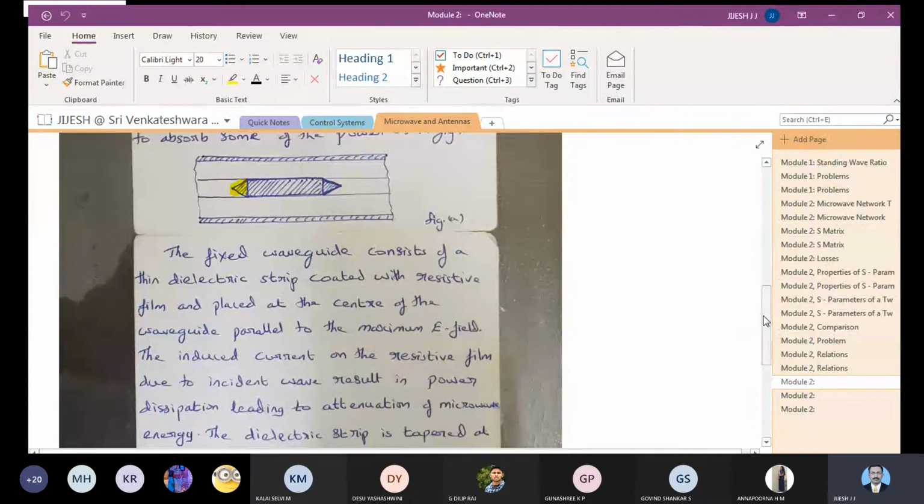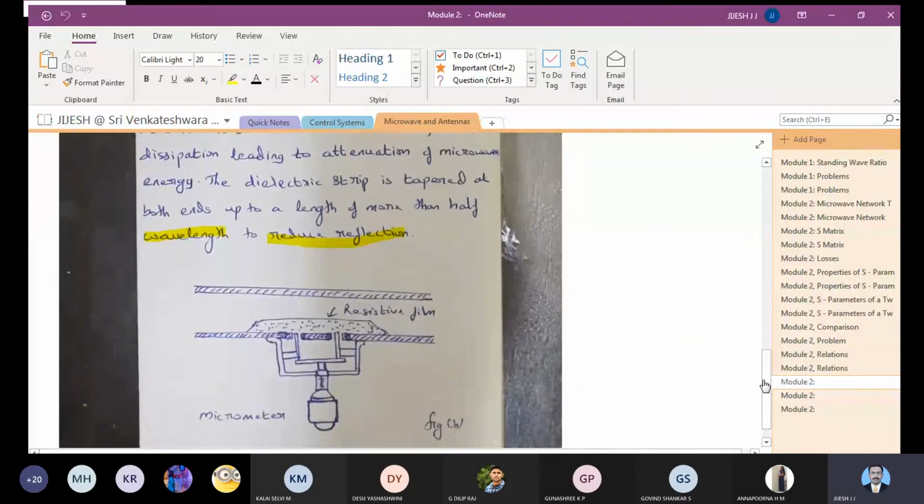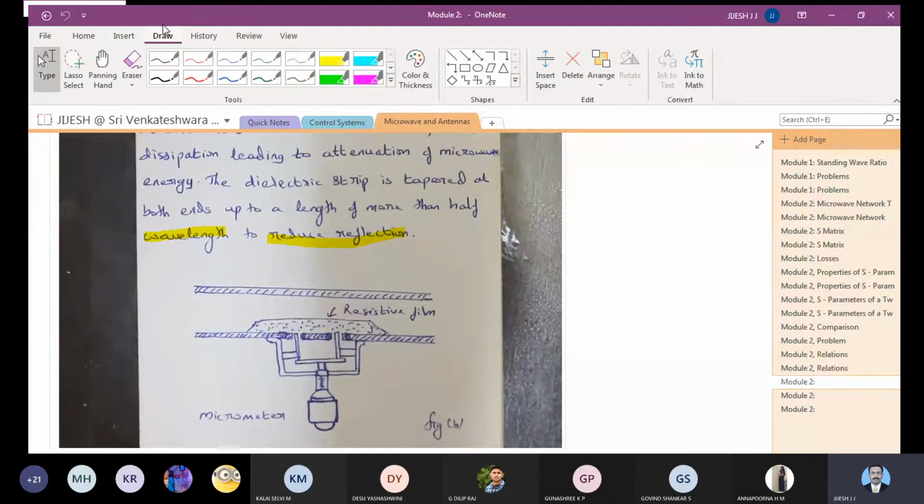Along with this, we have also seen one of the variable attenuators, where the variable attenuator has the ability to vary the resistive film. This part is the resistive film, and as and when you move this portion, the resistive film has the ability to move up and down. As the resistive film moves up and down, you can adjust the entire process as per your requirement. This variable attenuator is available in our lab.